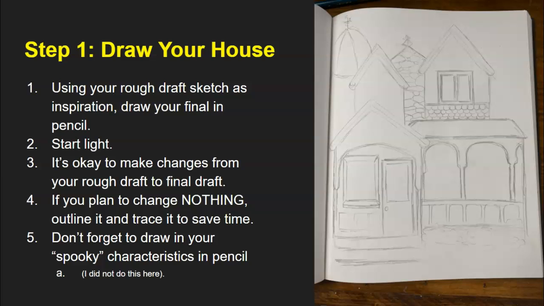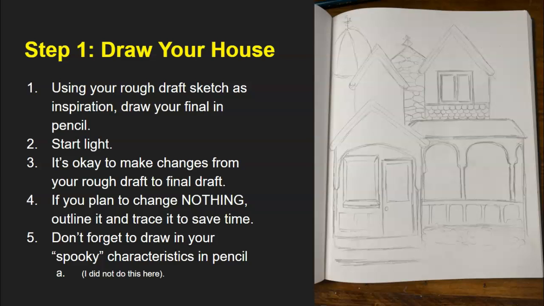With that said, number 2, please start light with your pencil. There's nothing worse than not being able to erase a mistake completely so that you still have pencil lines showing. So start light. The eraser will be your best friend in this situation because believe me, it's difficult to get the line straight. It's difficult to get everything just as you want it. So start light.